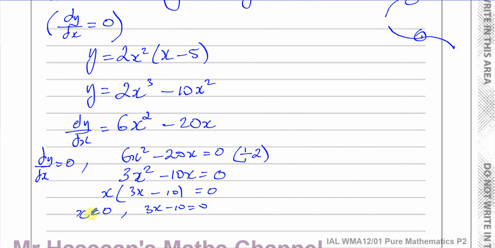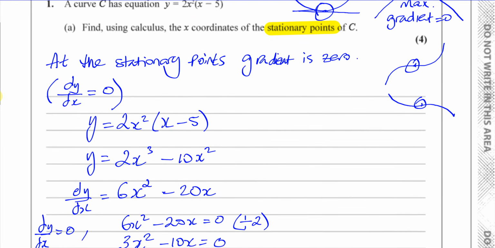Sorry, either x equals 0 or 3x minus 10 equals 0, in which case 3x equals 10 and therefore x equals 10 over 3. All right, we have answered the question. It says find the x coordinates of the stationary points, and we've done it.